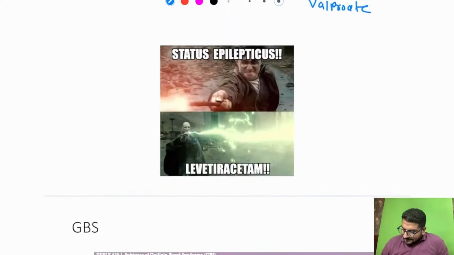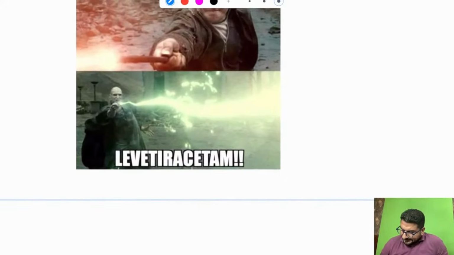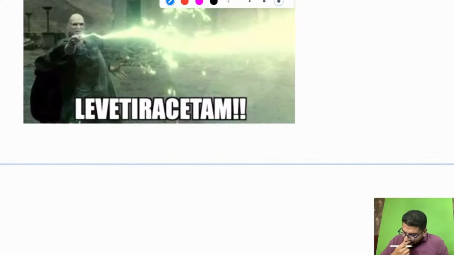Okay, now understand we have status epilepticus and levetiracetam. So I want to convey something about two drugs. This levetiracetam and one more drug that is called lamotrigine.